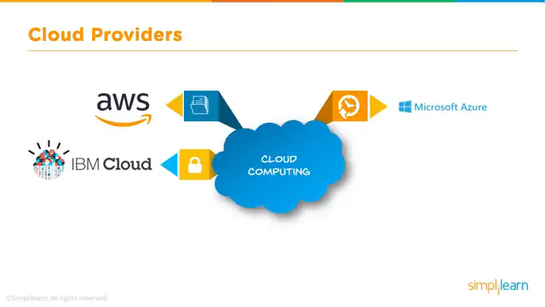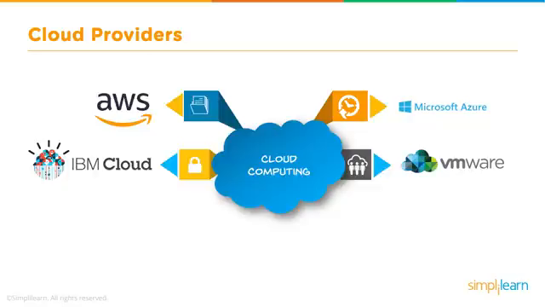IBM Cloud is a cloud computing service offered by IBM. IBM Cloud includes infrastructure as a service, software as a service, and platform as a service. Now, the difference is that it offers these through public, private, and hybrid cloud delivery models. VMware, on the other hand, is a subsidiary of Dell Technologies and provides cloud computing and platform virtualization software and services.